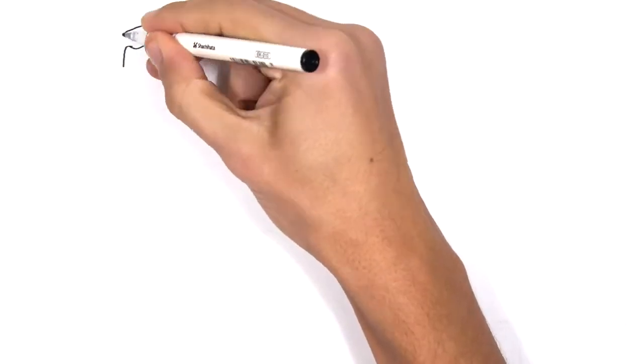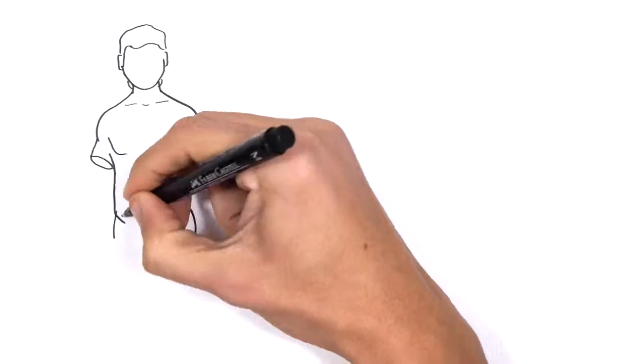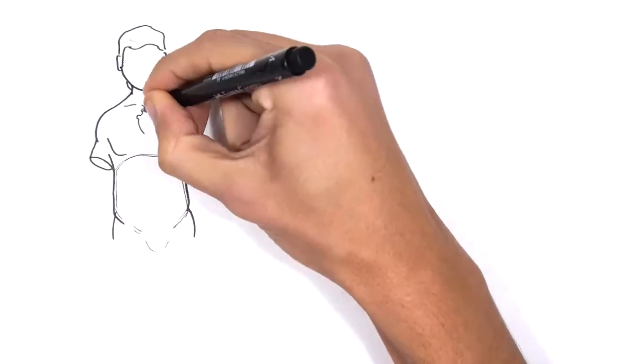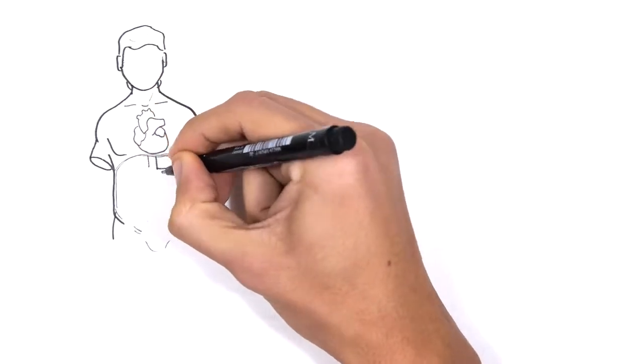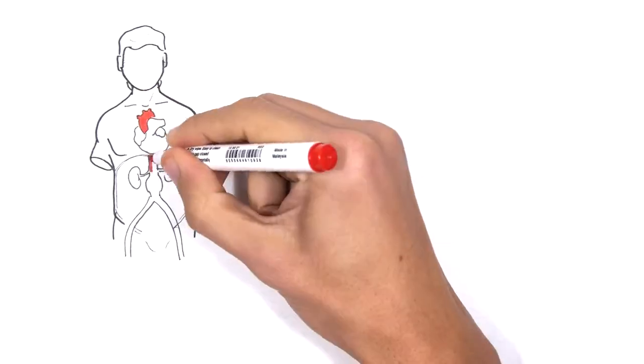Hello, in this video we're going to talk about abdominal aortic aneurysm. This is an overview and introduction. Here I'm drawing the descending aorta, which comes from the aortic arch and the heart. The renal arteries come off the descending aorta and supply the kidneys.